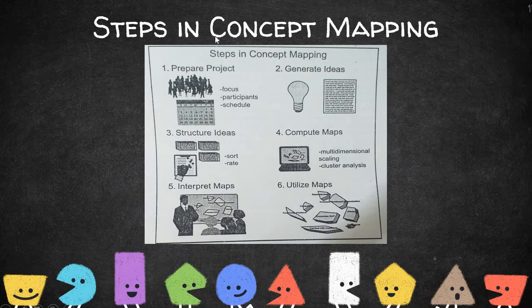So this is all about the steps in concept mapping. We discussed these 6 steps, from preparing project, where the focus was on participants and schedule, to idea generation round, which is the second step. The third one is structuring ideas, where we were doing 2 things, sorting and rating. Finally, multi-dimensional scaling and cluster analysis. And fifth one is interpret mapping, and in the final phase we actually utilize those maps from operational perspective or outcome perspective.